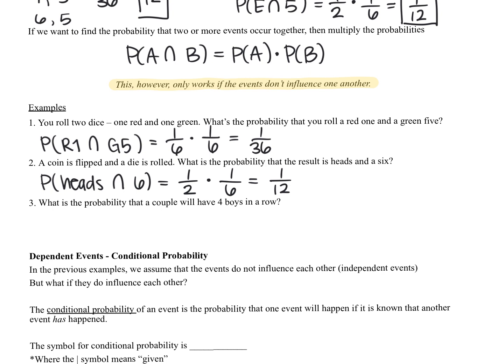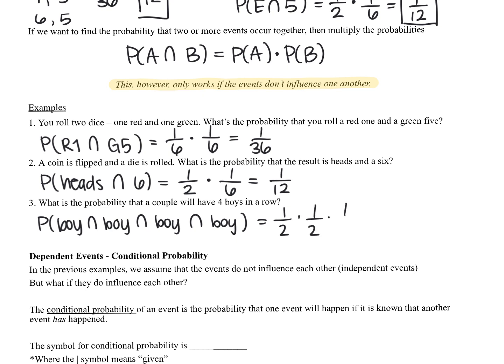Last example we have, what is the probability that a couple will have 4 boys in a row? So that's probability you get boy and boy and boy and boy. As we've already discussed in our previous section, these events are not influenced by one another. So it's going to be 1/2 times 1/2 times 1/2 times 1/2. Because previous outcomes in this case do not influence my next outcomes, which is going to give 1/16.